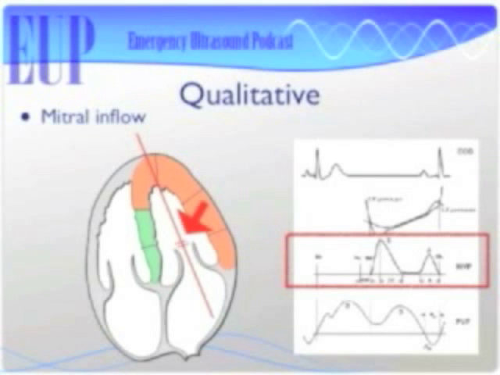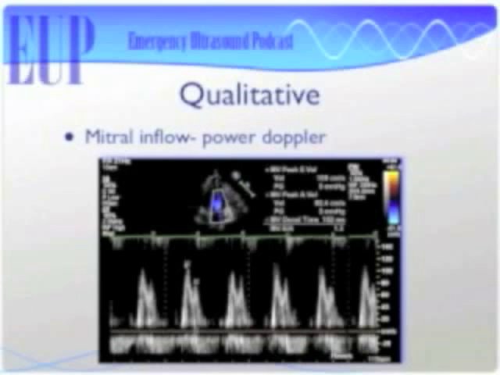So this is our E and our A wave right here. This is what we're talking about. This is the mitral valve inflow pattern. Here's an example of mitral valve inflow, Matt. What we've done is taken an apical 4-chamber view, just like we had on the last screen. We've put the gate right at the tip of the mitral valve leaflets, and we're measuring the velocity of blood flow into the left ventricle during diastole. That's what these 2 big humps are right here.